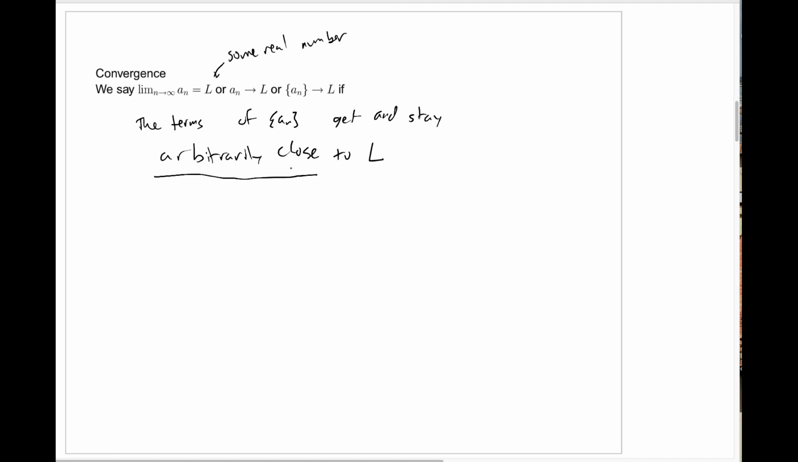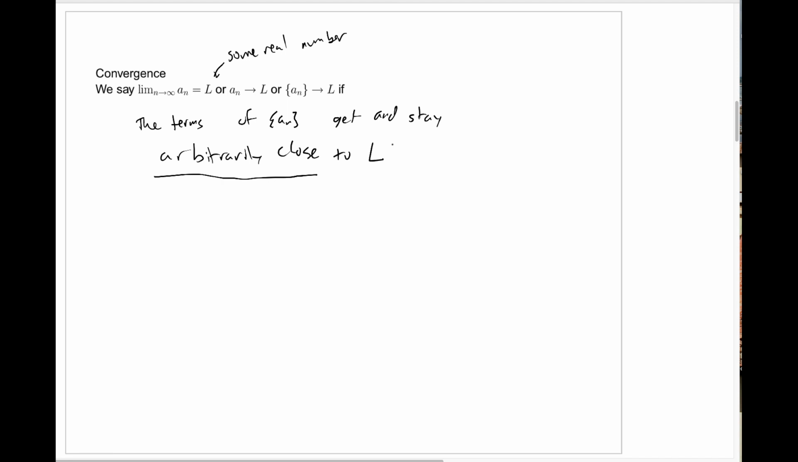You've probably seen that earlier in Calc 1 or Calc 2. Arbitrarily close means you tell me how close you want, and eventually the terms from the sequence get that close to L, and stay that close to L, meaning all subsequent terms are that close to L. Now, this is kind of an imprecise way of saying things, but it's a good way to think of this idea of a limit, that the terms get and stay as close as you want to the number L.